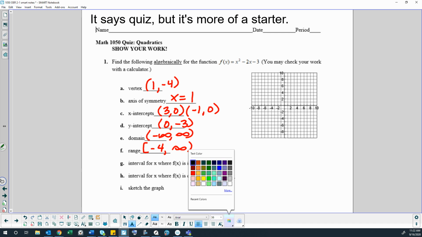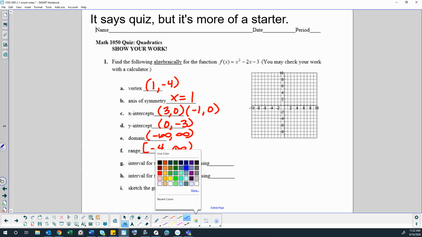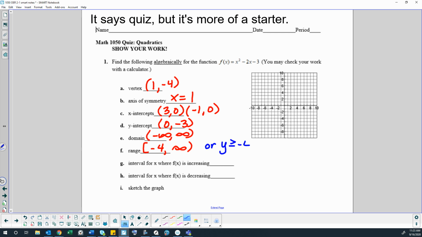It would also be okay to list the range in this format right here. Range will be y. Sorry, y is greater than or equal to -4. That would be another way to write that.